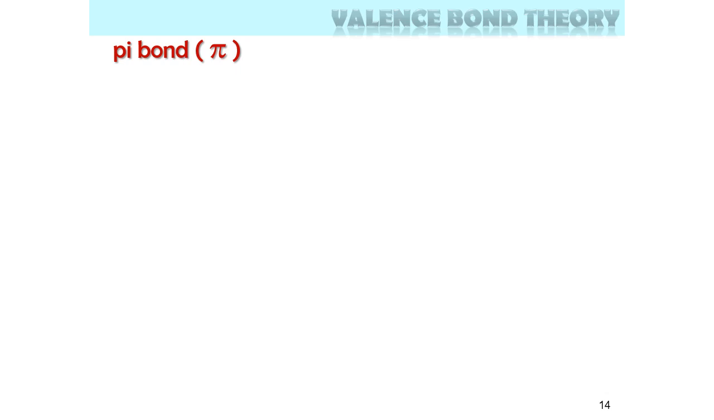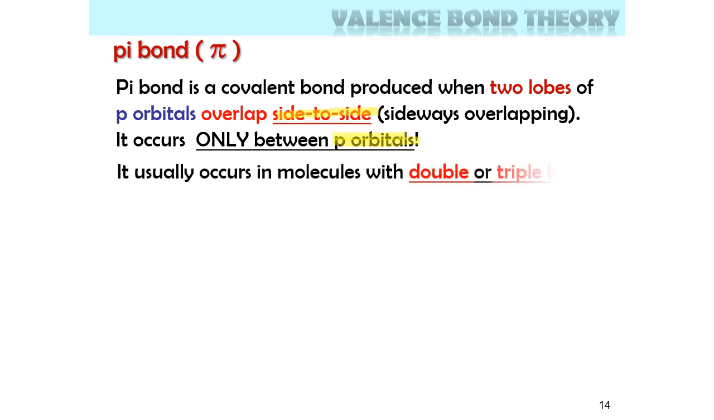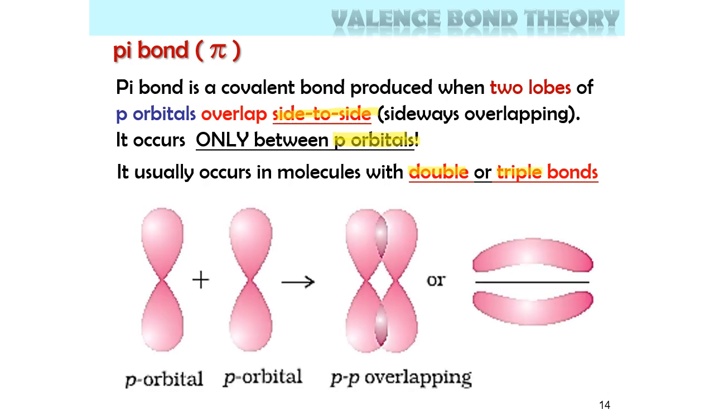So next we will move to the pi bond. A pi bond is a covalent bond produced when two lobes of p orbitals overlap side by side. It only occurs between p orbitals, and usually it involves a double or triple bond. So this is the example. You have one p orbital that will overlap with another p orbital. The overlapping will be like this, or we can represent it in this form. In terms of drawing, I will show you how to draw it later.